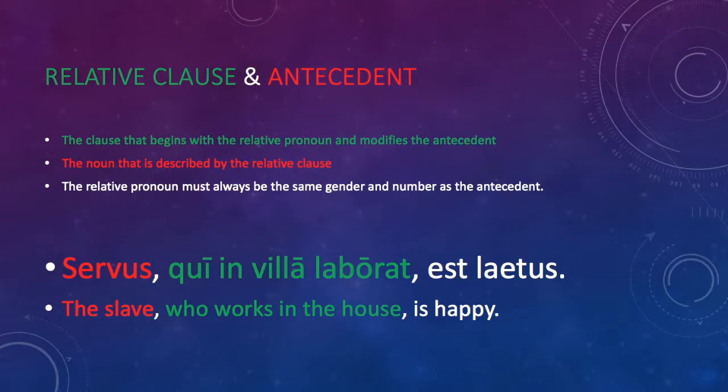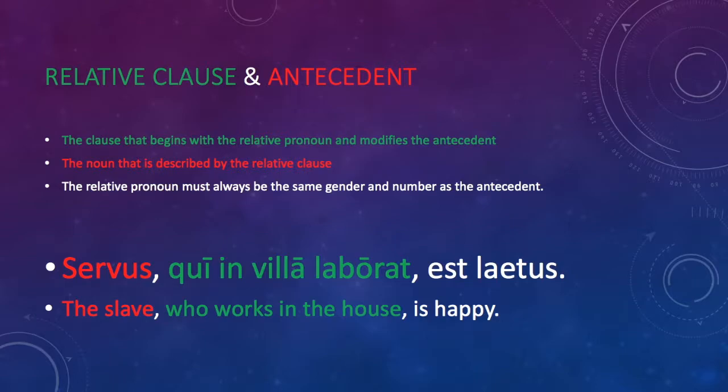Something you have to note is that the relative pronoun must always be declined with the same gender and same number as the antecedent. So if it's a singular antecedent, so must the relative pronoun be singular. If it's a masculine, feminine, or neuter antecedent, the relative pronoun must follow suit.